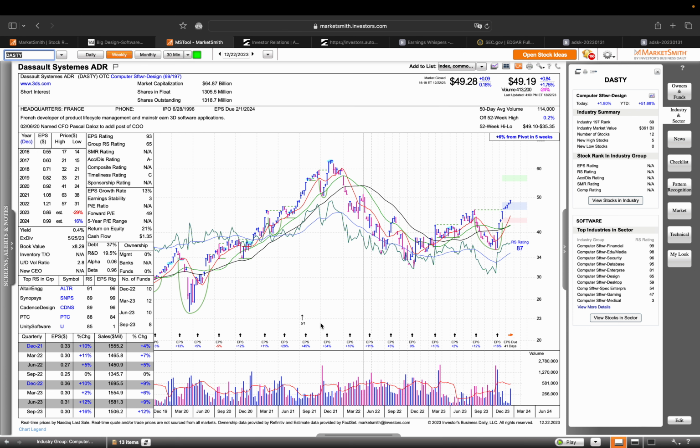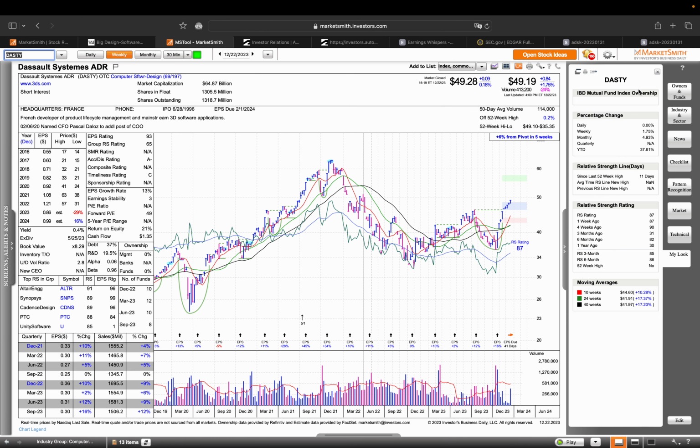Looks okay. Numbers are coming in. Very thin number of funds. And this rating doesn't look as good as the Autodesk. Okay, not that impressive. Okay, is there anyone who's in? Okay, nobody's in. Okay, let's go next.